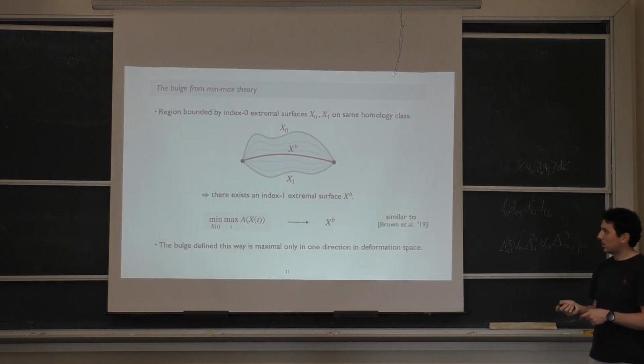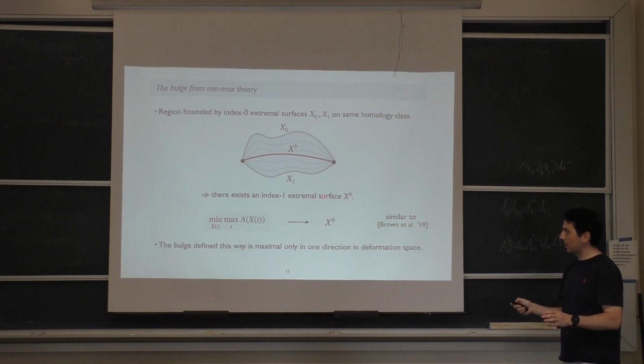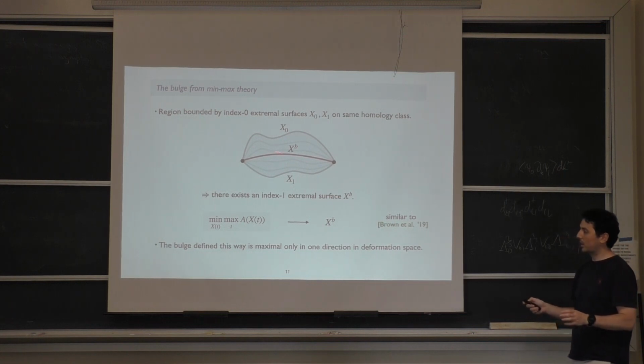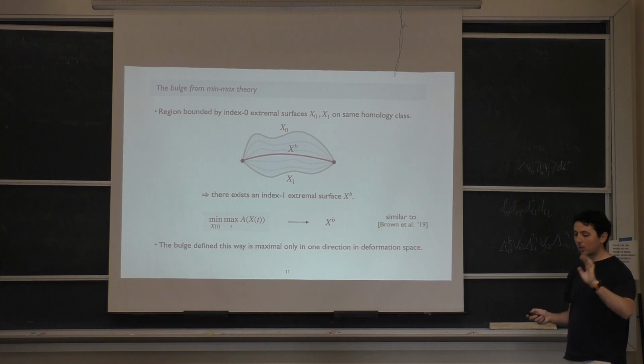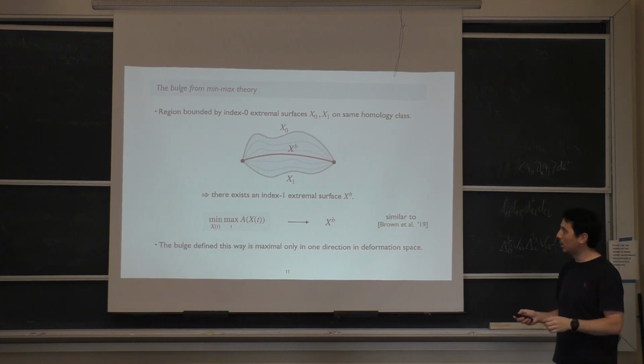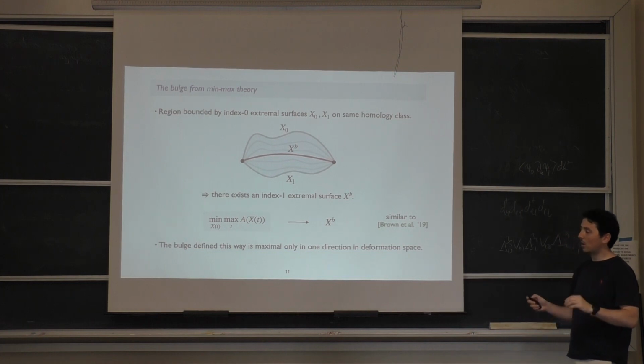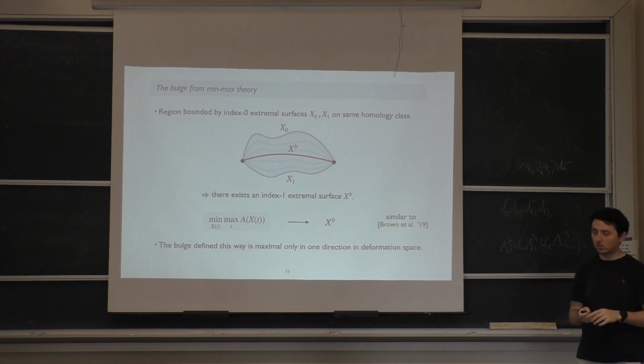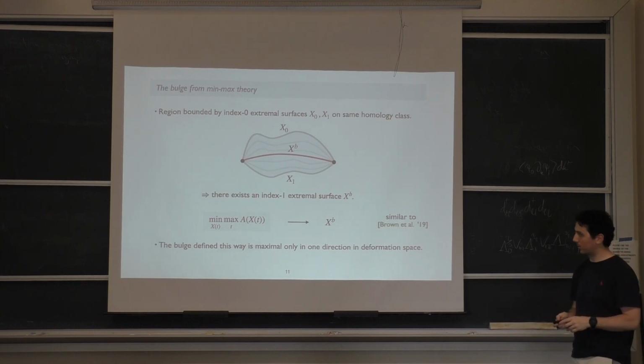Okay, so this is the mathematical theorem that guarantees the existence of an index 1 extremal surface. Remember that index 1 means this Jacobi operator has one negative eigenvalue. So this surface is maximal only in one direction in the deformation space, and in the rest it is a minimal surface.